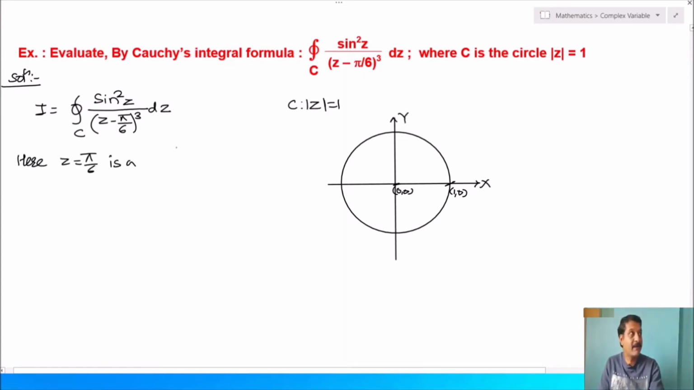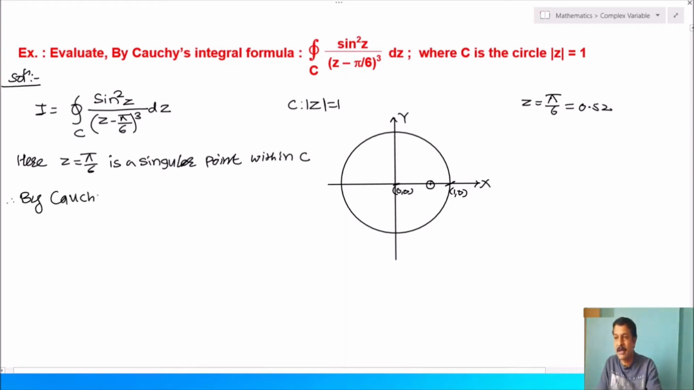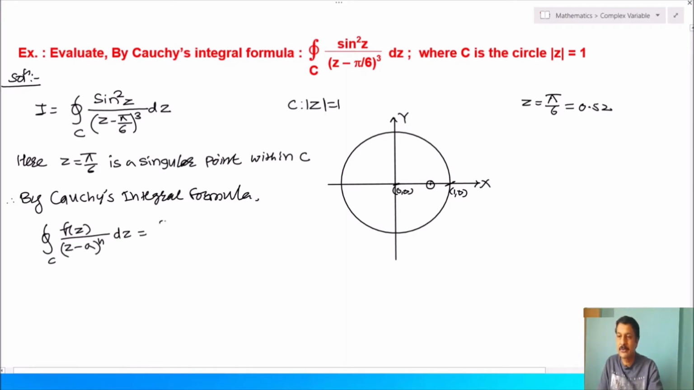Here z equal to pi by 6 is a singular point. So whether it is inside or outside, pi by 6 means what? Actually z equal to pi by 6 means this value, by calculator you can find 0.52 something. So that means it is inside the circle. So z equal to pi by 6 is a singular point within C, and therefore by Cauchy's integral formula, integration over C of f of z upon (z minus a) raised to n dz equals 2 pi i upon (n minus 1) factorial and the (n minus 1)th derivative of f of a.